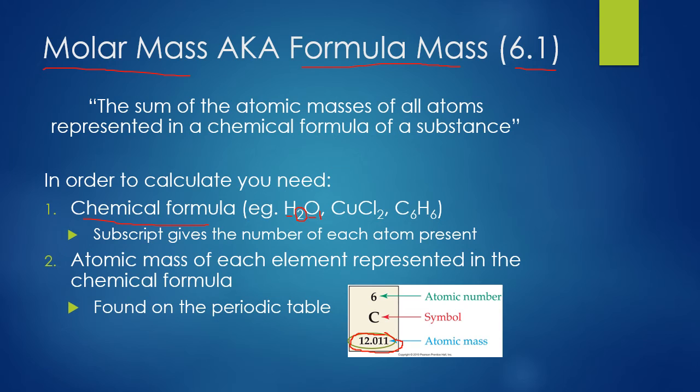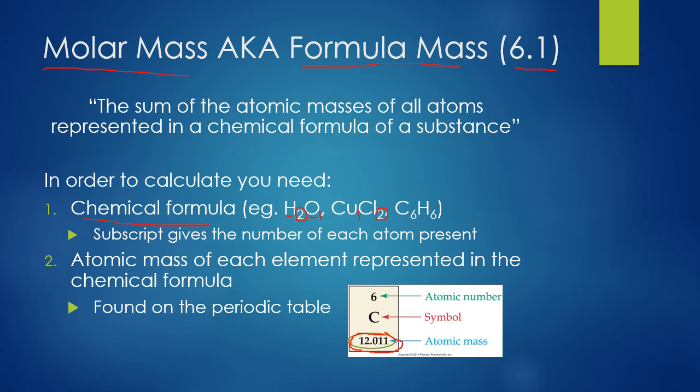The next example is copper(II) chloride, and we'll learn how to name these compounds in a later section. Right now, let's just look at the formulas and how to tell how many atoms of each element are present. So Cu is copper. There is no subscript after the element symbol, so we assume there's just 1 copper atom. Cl is chlorine. The subscript of 2 tells us there are 2 chlorine atoms present in that molecule.